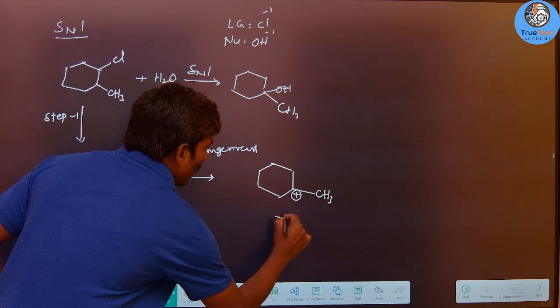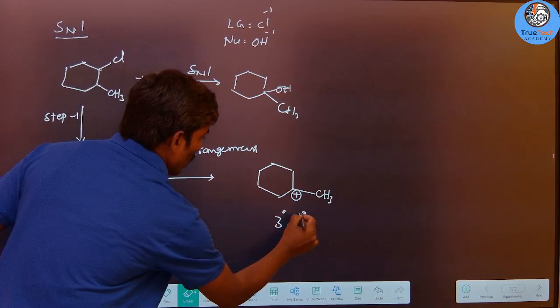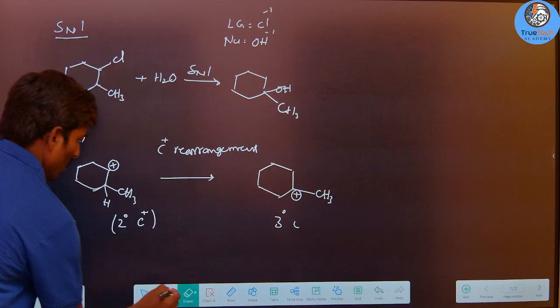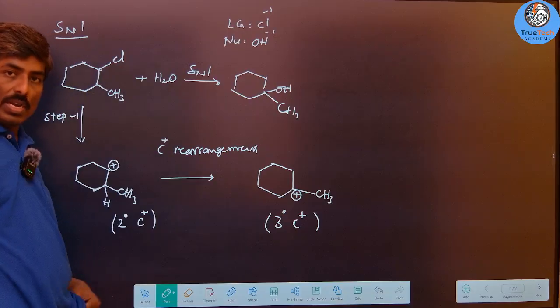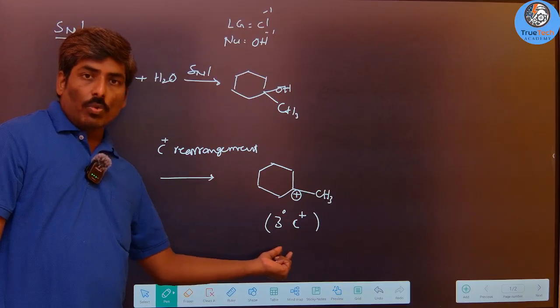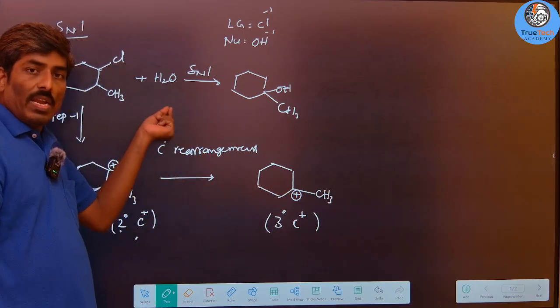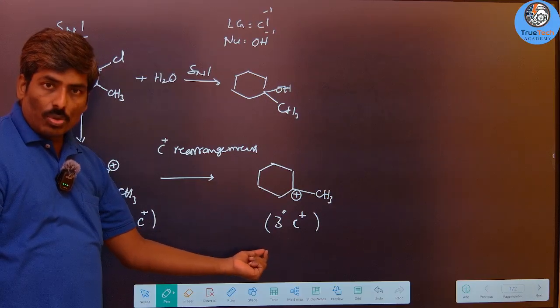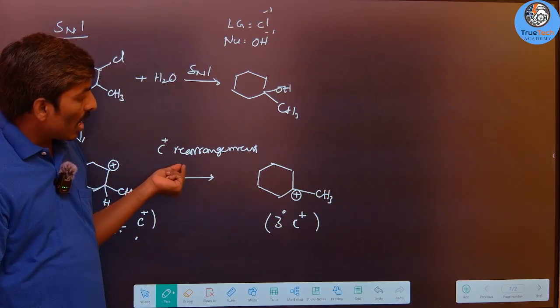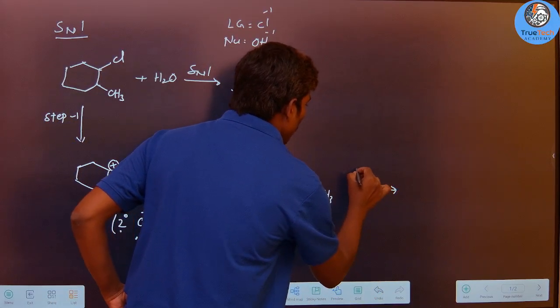If you observe this one, this is a tertiary carbocation. When compared with the secondary carbocation, we know the tertiary carbocation is more stable. So before attack of nucleophile, the secondary carbocation is converted into tertiary carbocation through this carbocation rearrangement. And then next, attack of nucleophile.